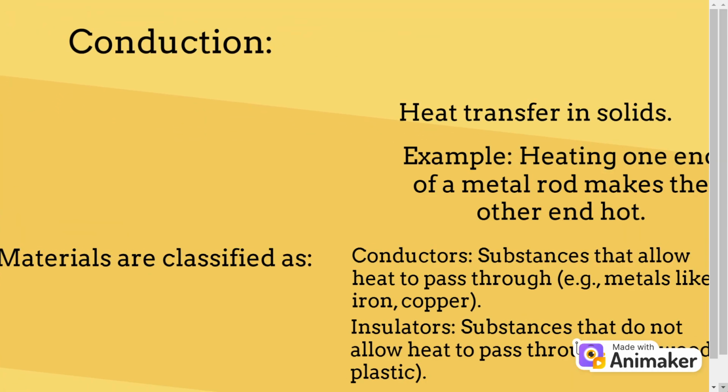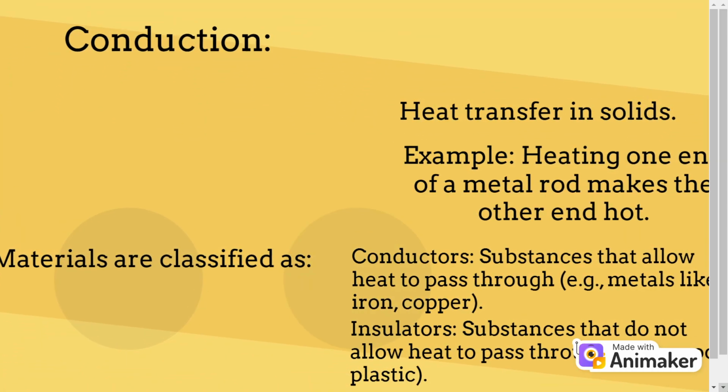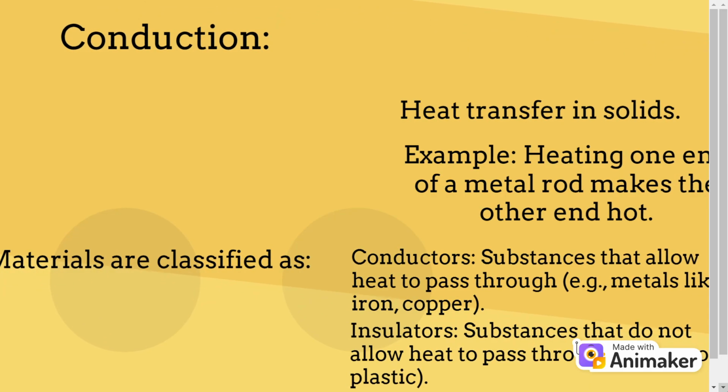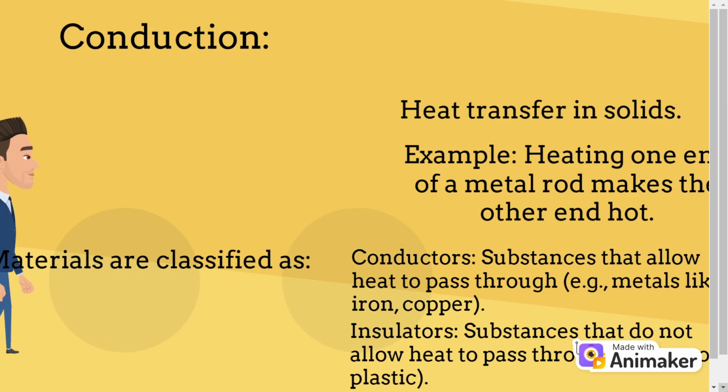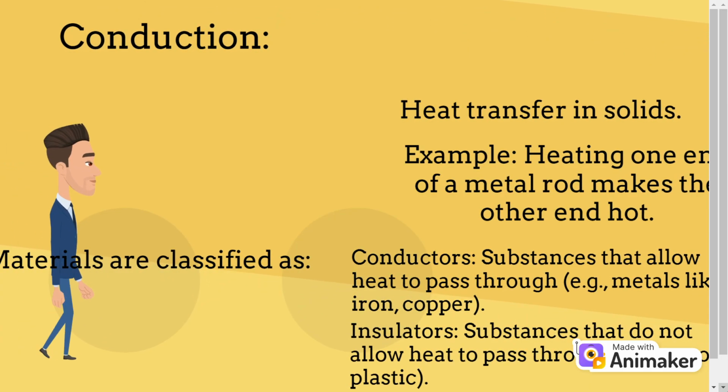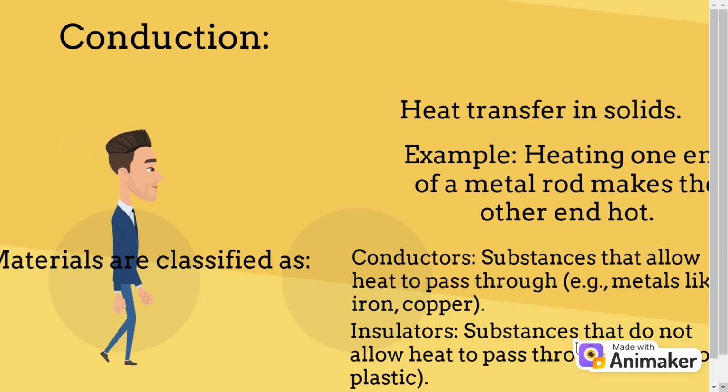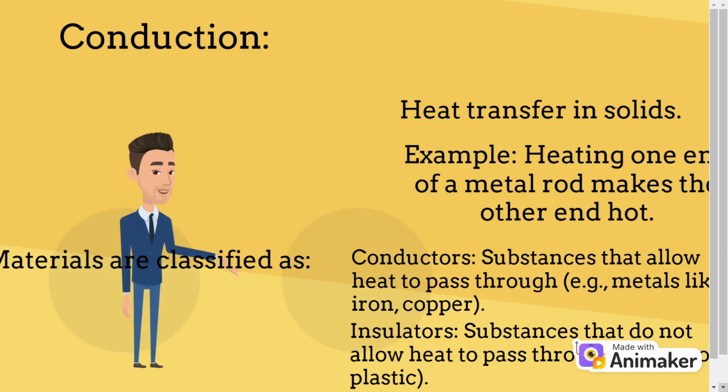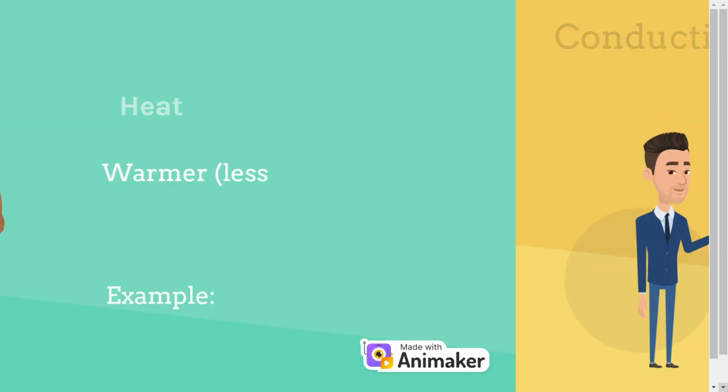First, conduction. Heat transfer in solids. Example: heating one end of a metal rod makes the other end hot. Materials are classified as conductors, substances that allow heat to pass through, example metals like iron, copper. Insulators, substances that do not allow heat to pass through, example wood, plastic.